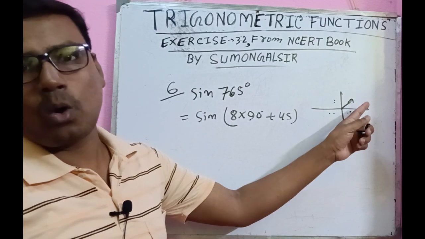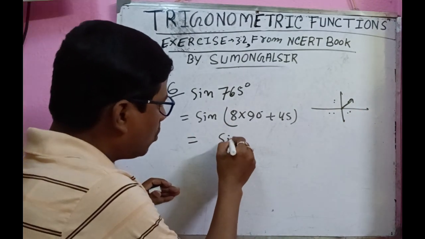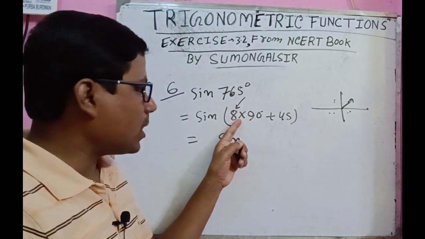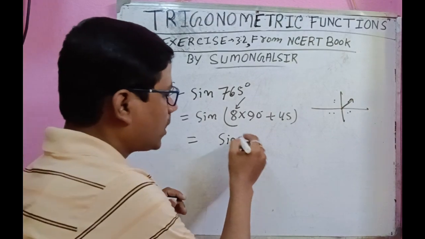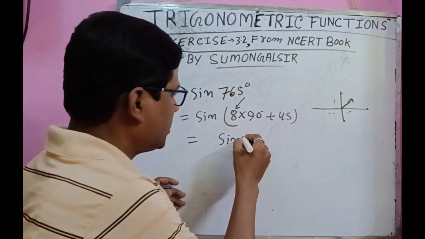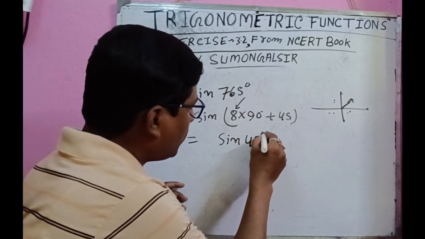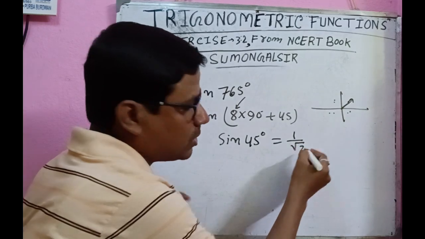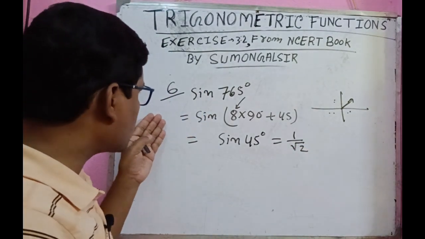This is the all positive. So sine, why sine is there? This is the even number, so sine will remain sine. If odd is there, then sine will be converted to cos. This is the standard formula. And now this is tan 45, and we know that the value of tan 45 is equal to 1 by root 2. So this is the completion of 6.